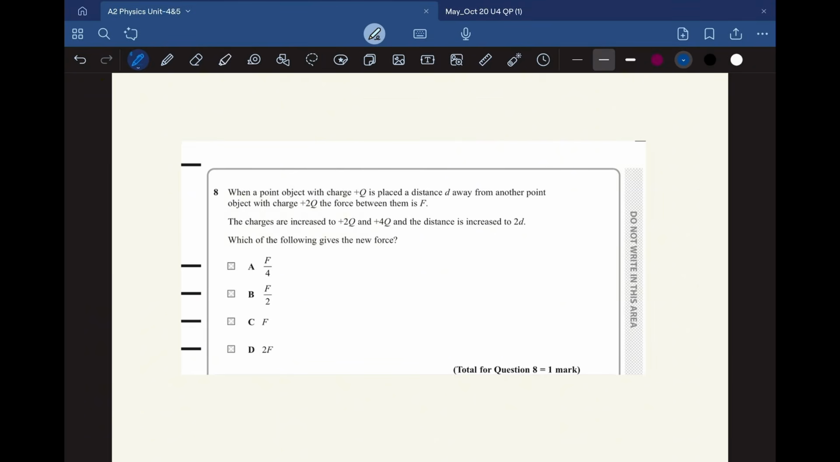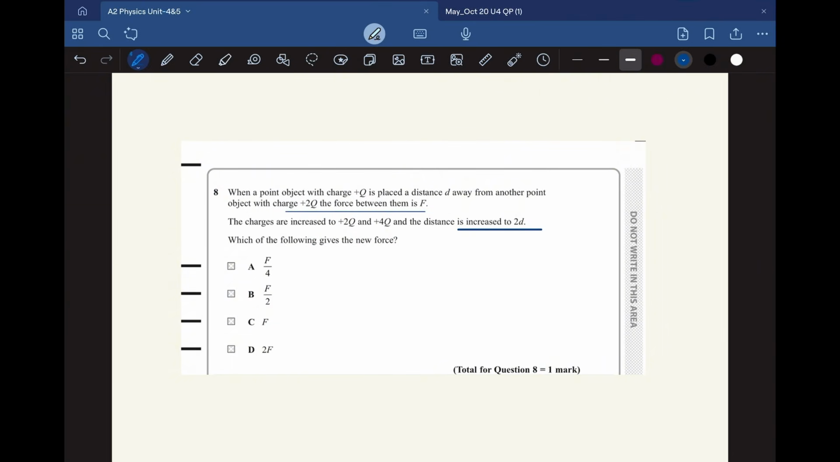When a point object with charge plus q is placed at distance d away from another point object with charge plus 2q, the force between them is F. All right. The charges are increased to plus 2q and 4q. The distance is increased to 2d. Which of the following gives the new force?